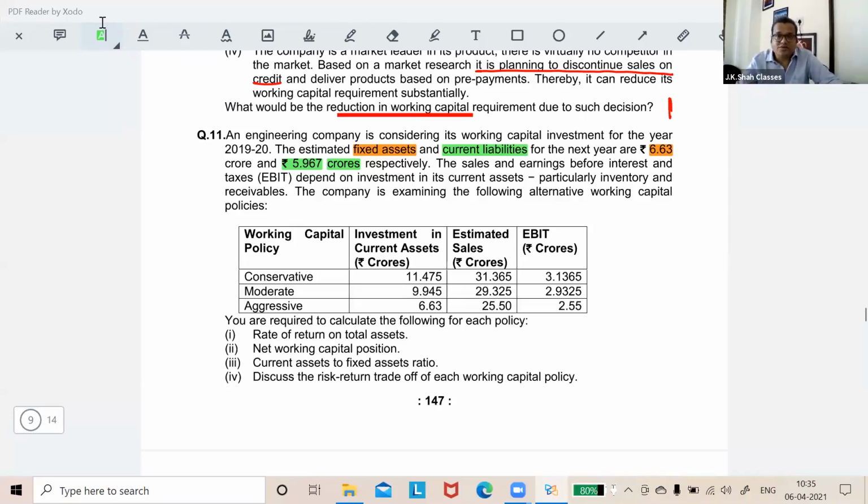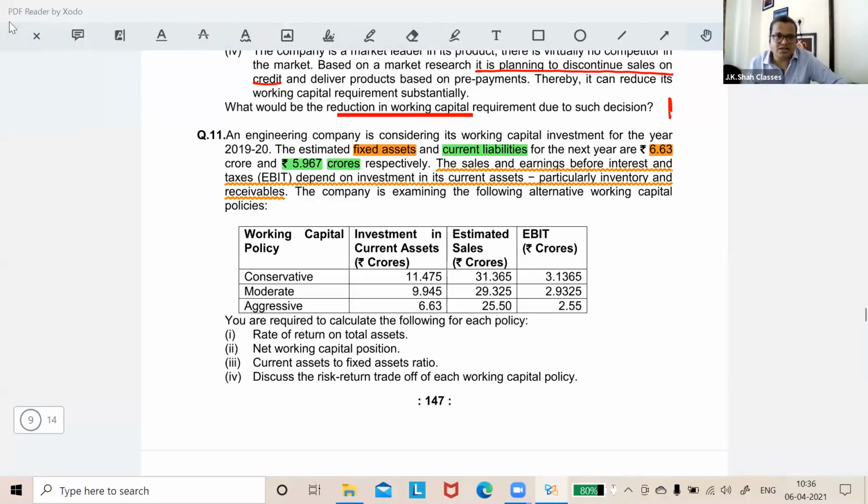The sales and earning before interest and taxes depend on investment in current assets, particularly investment in receivables. You know what, people? This is general knowledge. Sales and EBIT, earning before interest and tax, depend on what? Investment in current assets. You have more stock, you give more credit to your customers, obviously your sales will increase. If the sales increase, proportionately earning before interest and tax will also increase. So this is sheer general knowledge that is given to us.